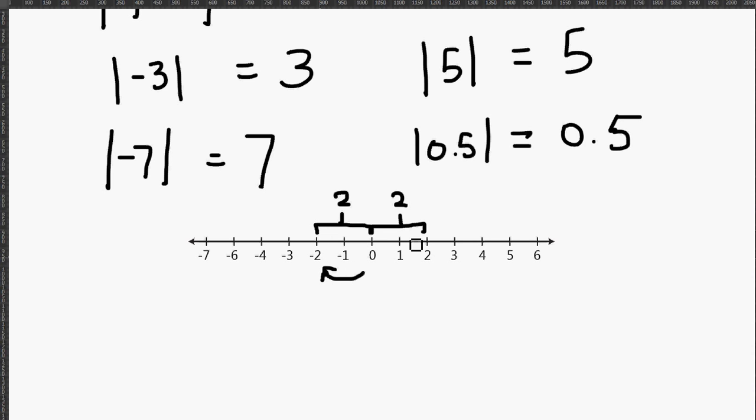So these are kind of the same. The absolute value of 2 is just 2. The absolute value of -2 is also 2, because it's kind of looking at 2 as the distance between 0 and 2.